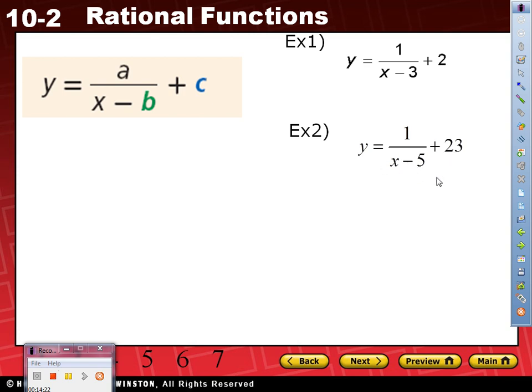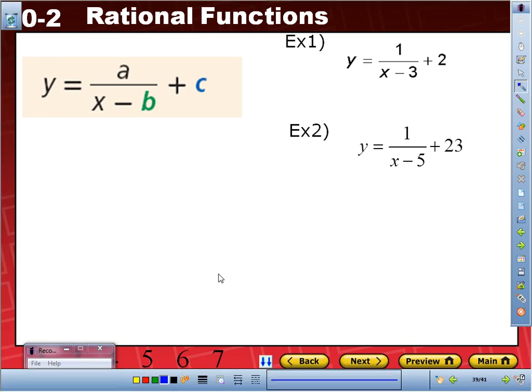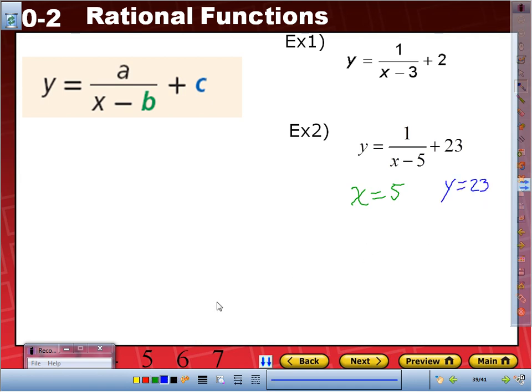See if you can, by looking at it, identify your X asymptote and your Y asymptote. Right now. Just by looking at it, right? So, let's see. Who got x equals 5 and y equals 23? Answer if you saw that. That is correct. Why? Because what is the value of B right here? 5. The value of C, 23. Are we there? Okay.